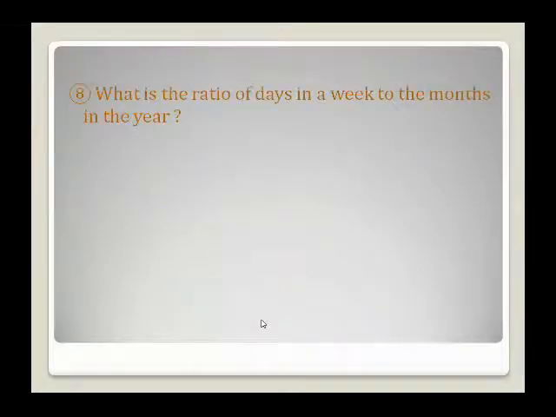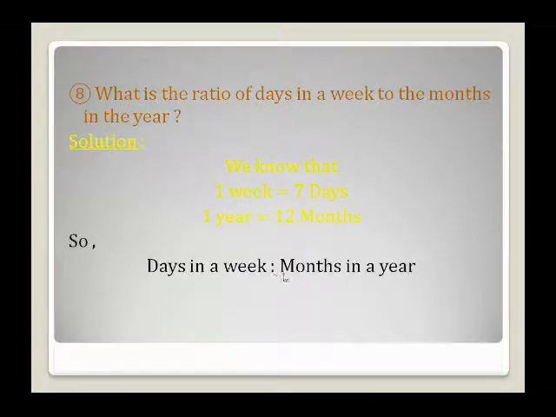Now, question number 8 is, what is the ratio of days in a week to the months in a year? Here we start the solution. First of all, we know that 1 week is equal to 7 days and 1 year is equal to 12 months. Now we find the ratio between the days in a week and the months in a year. So we write 7 days in a week and 12 months in a year. There is no simplification possible, so the answer is 7 ratio 12.